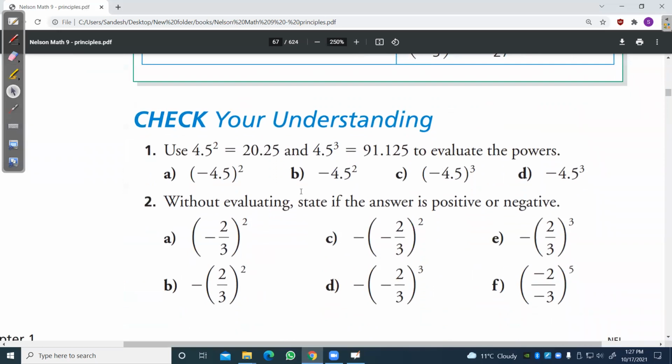So here you don't need to use a calculator, okay? They're telling you that 4.5 squared is 20.25, and 4.5 to the power of 3, which is 4.5 cubed, is 91.125. And now it says, what is -4.5 in a bracket squared? Don't use a calculator. Use these to come up with the answers. It's just 20.25. What about B?